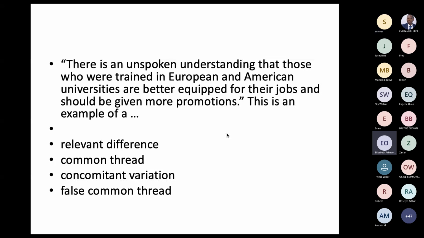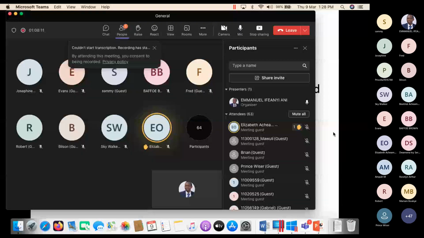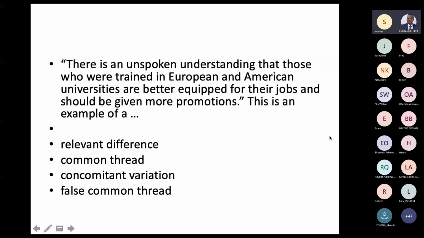Because those who are trained in European countries, they are different from those who were trained in American countries, but they are all the cause of the effects. Yes. So that's really right. Let me see. Wouldn't you rather say that being trained abroad is the common thread running through all these cases?